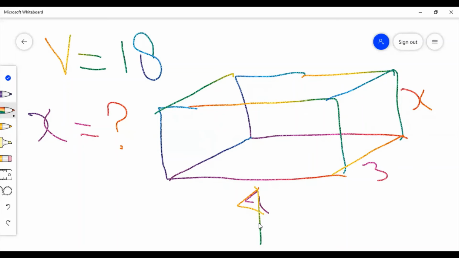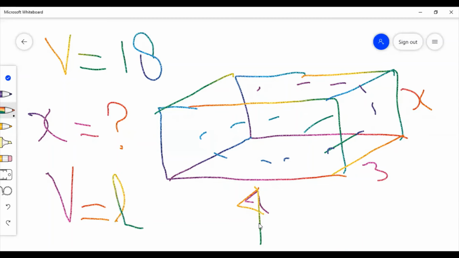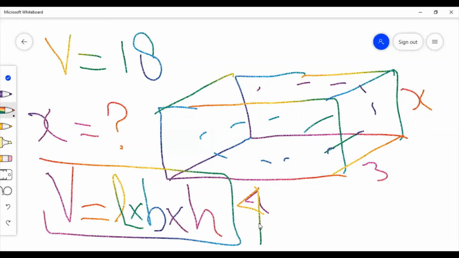Simple in the sense that all the space inside the box is called the volume, and we know the dimensions are L, B and H. So if the volume is given, any missing quantity can be calculated. This is the simplest formula to calculate the volume.